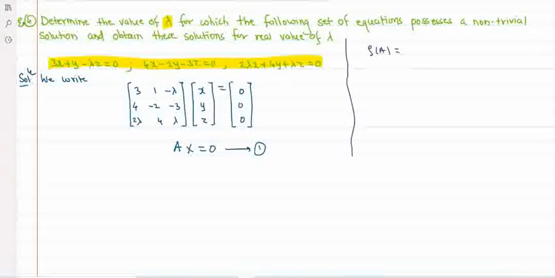See, first one, A is a 3 by 3 matrix, so possible values of rank is either 1 or 2 or 3. But the given system has a non-trivial solution, that means infinite case. In that case, what are the possible values of rank? Anyone? It must be 1 or 2. Yes, obviously it will be 1 or 2. Is it clear? It will be 1 or 2.